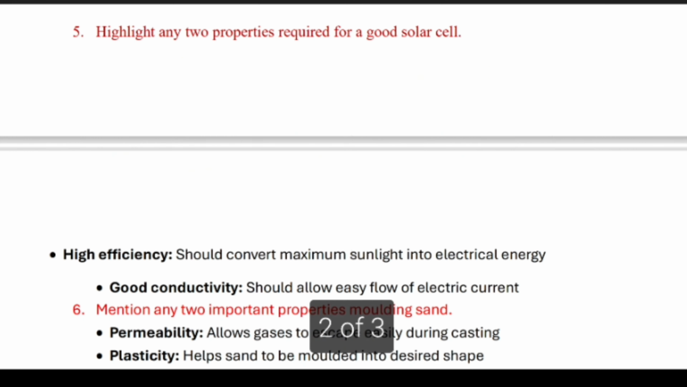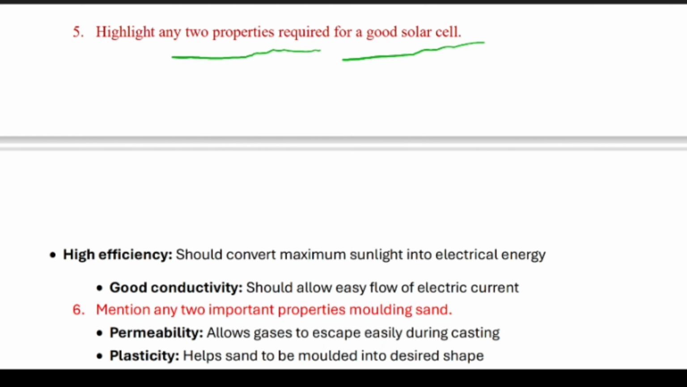Next question: highlight any two properties required for good solar cells. One is high efficiency, which means it should convert maximum sunlight into electrical energy. Next is good conductivity. It should allow easy flow of electrical current.